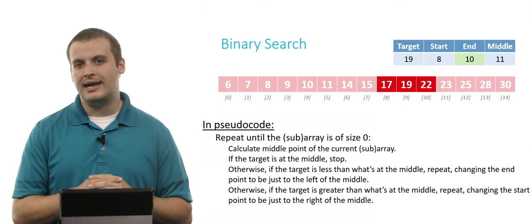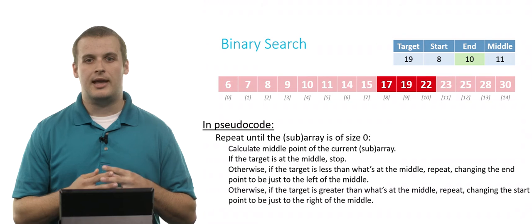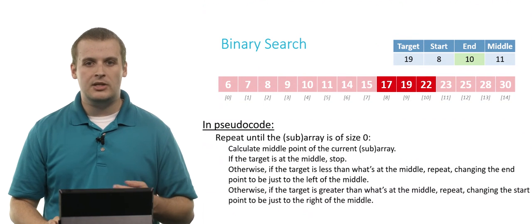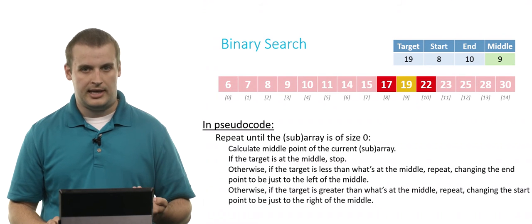We know that if 19 exists in the array, it must exist somewhere between element number 8 and element number 10. So we calculate the new midpoint again. 8 plus 10 is 18. Divided by 2 is 9.